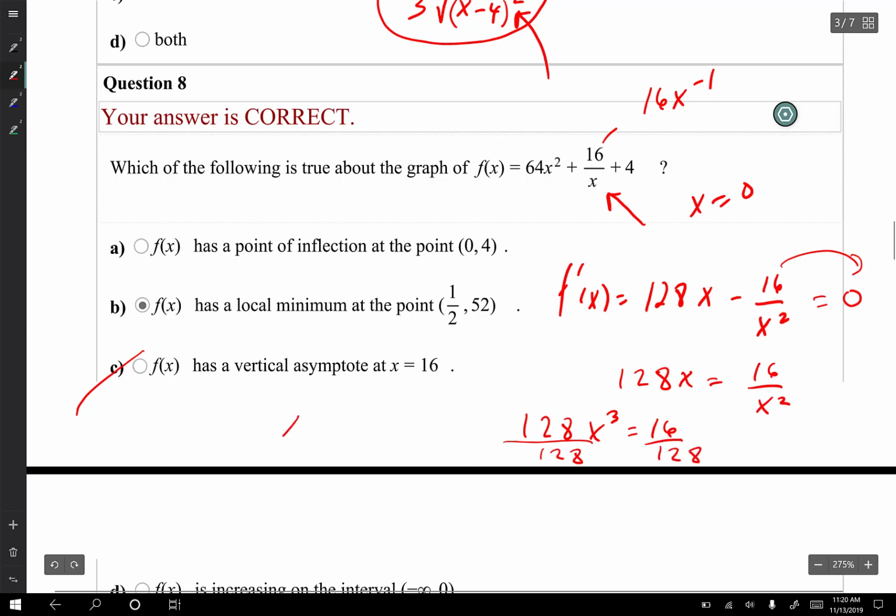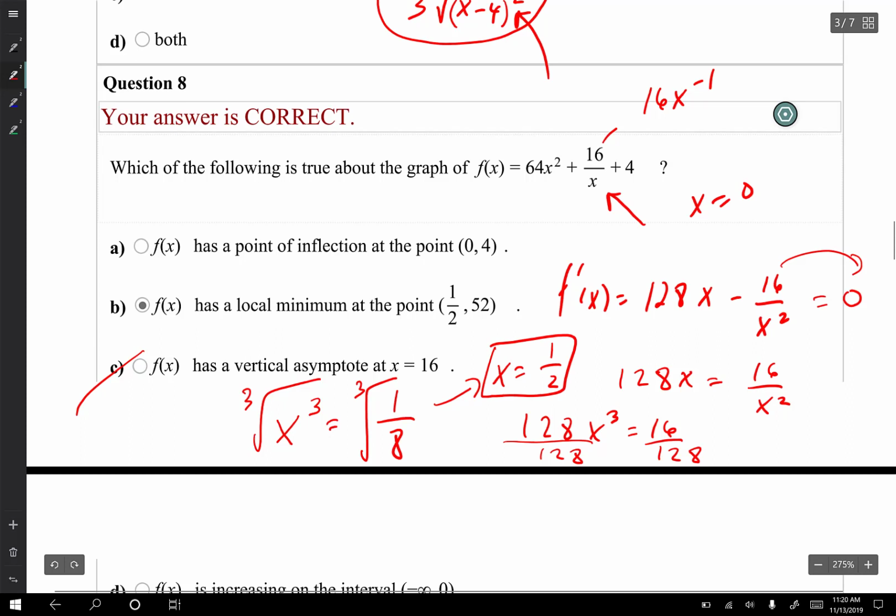And let's see, x cubed equals 16 over 128. I believe that is, let me just do it, 16 over 128. So it's going to be 1/8. And then I take the cube root of that, and you get x equals a half. 2 times 2 times 2 is 8. So that is a critical point.